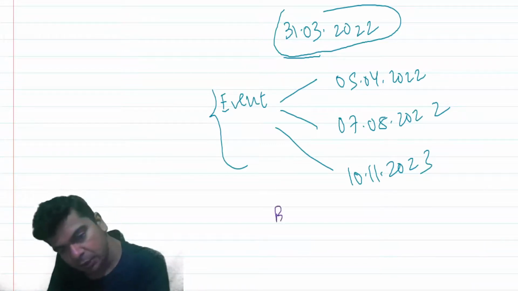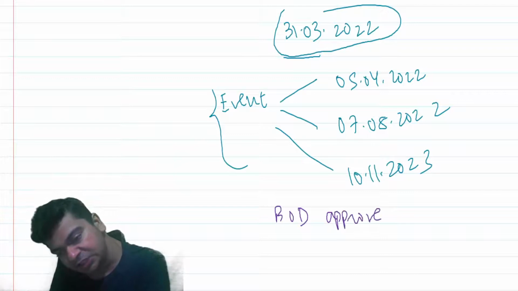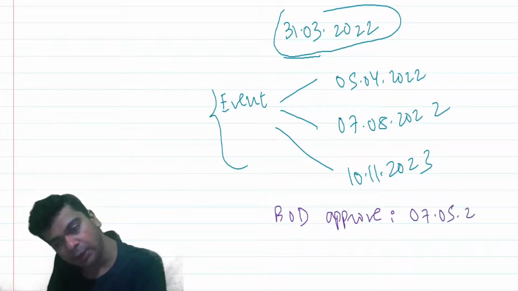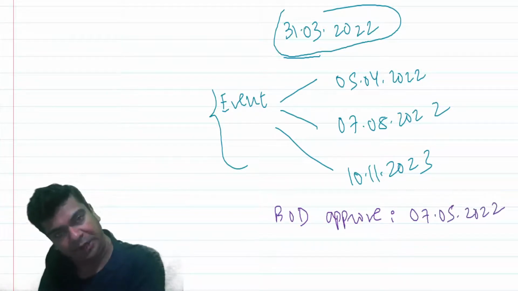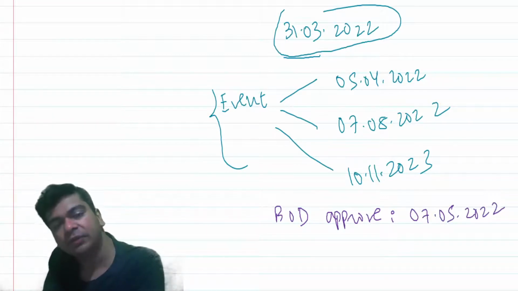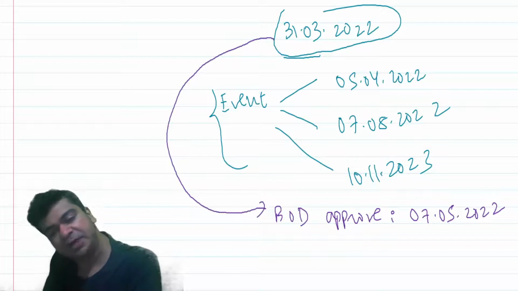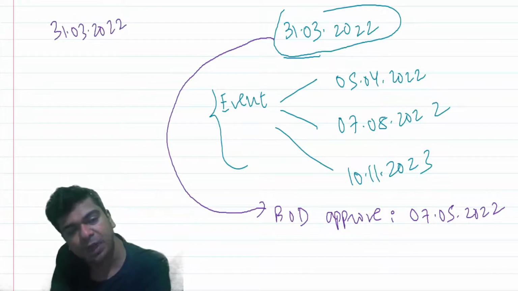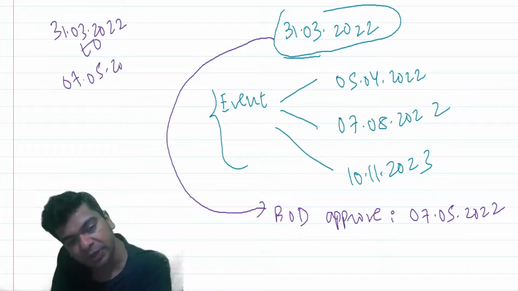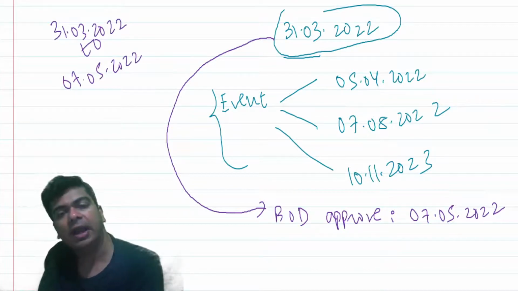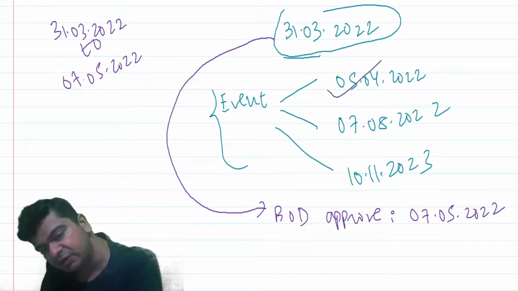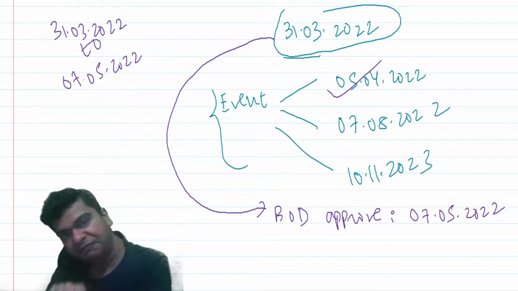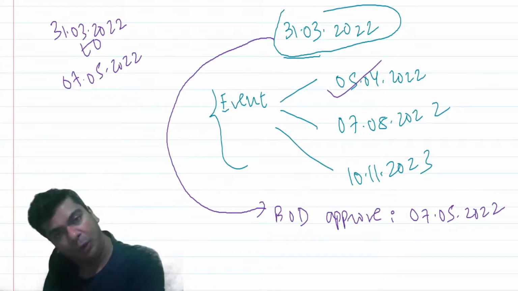Let us say over here, board of directors are approving the financial statements on 7th May 2022. So just see, the year has ended on 31st March 2022 and the financial statements are approved on 7th May. Anything that is happening after 31st March 2022 to 7th May 2022 will be considered to be an event occurring after the reporting period. In our example, the event which is happening on 5th April 2022 will be an event occurring after the reporting period because it is happening after the balance sheet date, but before the approval that we got of the board of directors.